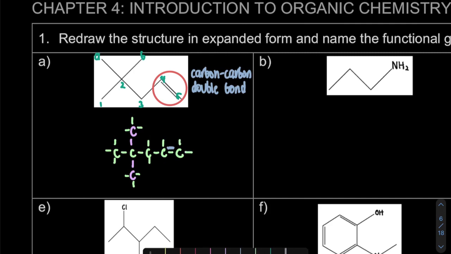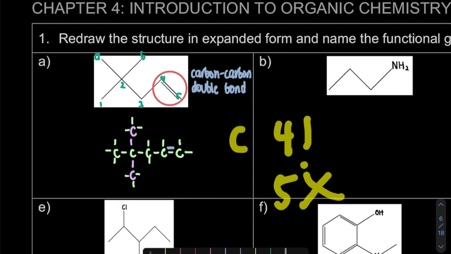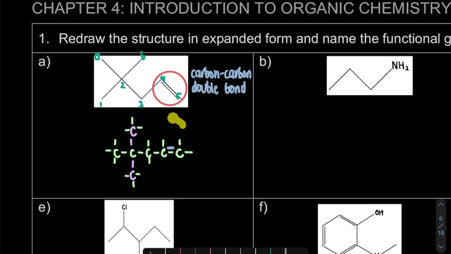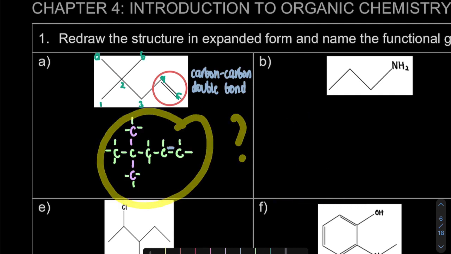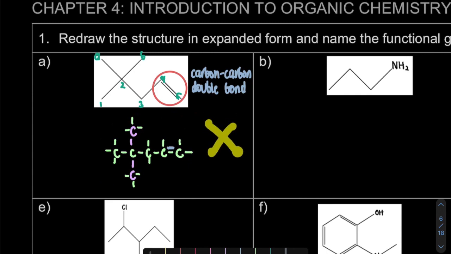Just check it again. For the case of the double bond, make sure here 1, 2, 3, 4 for this carbon. This carbon 1, 2, 3, 4. Remember carbon has 4 bonds only. If 5, it's wrong. Just check it again. So what should we do next? Even if you leave it like this, it's actually wrong. You need to show your hydrogen as well.